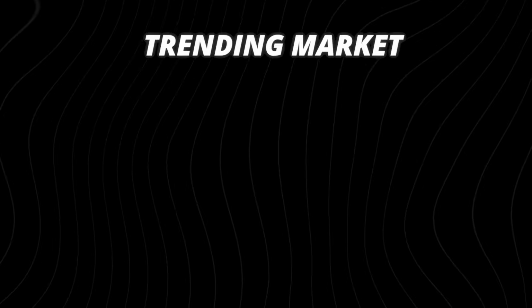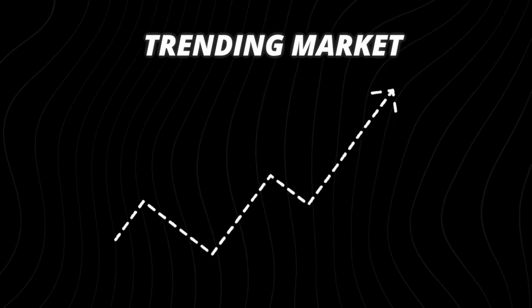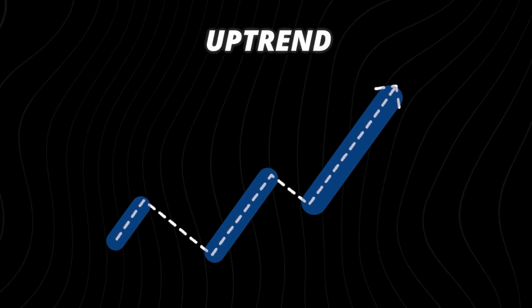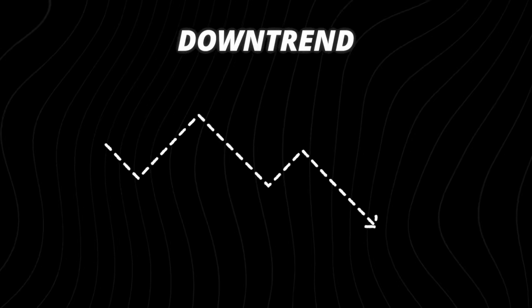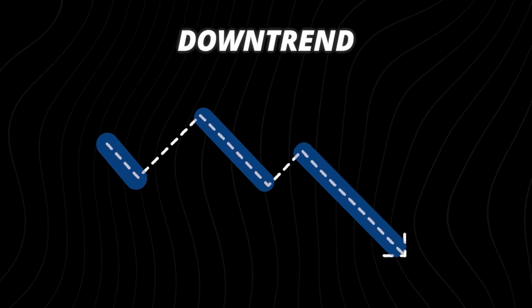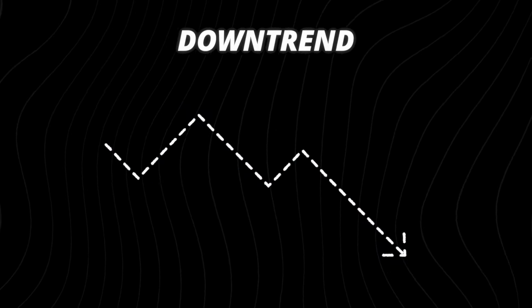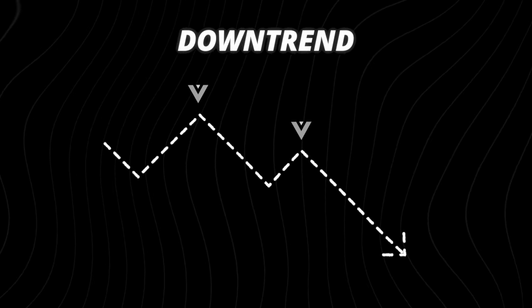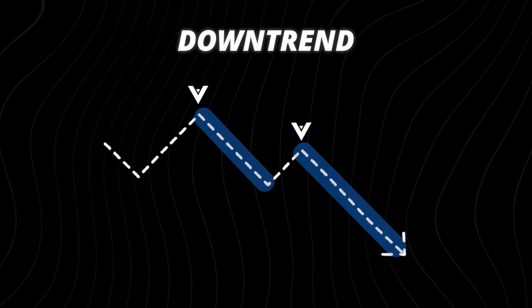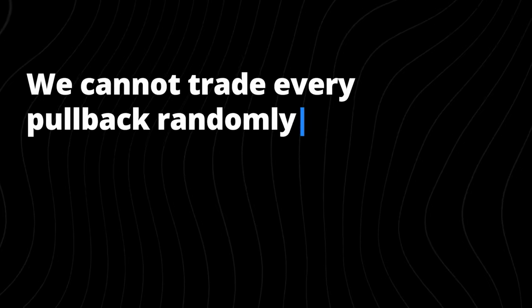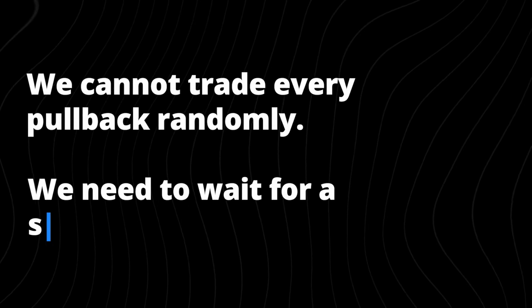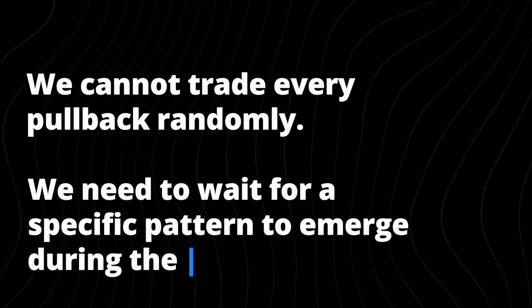In a trending market, price action follows a zigzag pattern. This means that in an uptrend, we see large impulsive surges upwards and tiny pullbacks downward. Similarly, in a downtrend, we witness significant impulsive downward swings and tiny pullbacks higher. Our objective is to enter at the conclusion of a retreat in order to capture the next impulsive move. However, we cannot trade every pullback randomly. We need to wait for a specific pattern to emerge during the pullback.